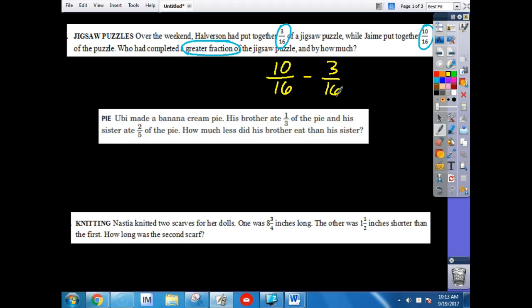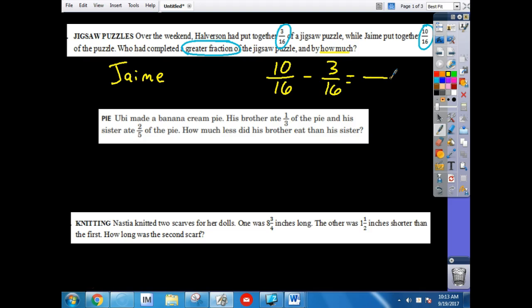The easy answer to the first part of the question, who completed the greater fraction of the jigsaw puzzle, is clearly Jamie. Jamie did 10/16, whereas Halverson just did 3/16. So the first part of my answer I'm going to put over here. But it also says, and by how much? And so this subtraction will get me to my answer.